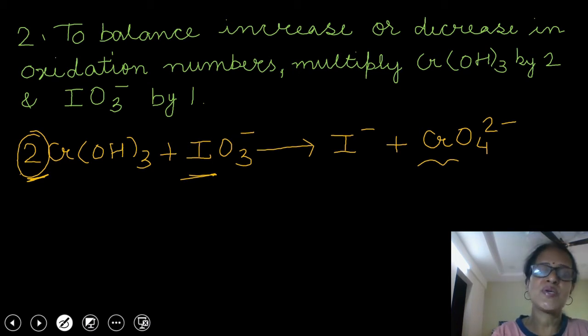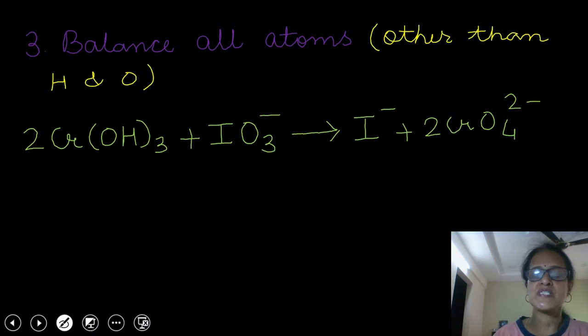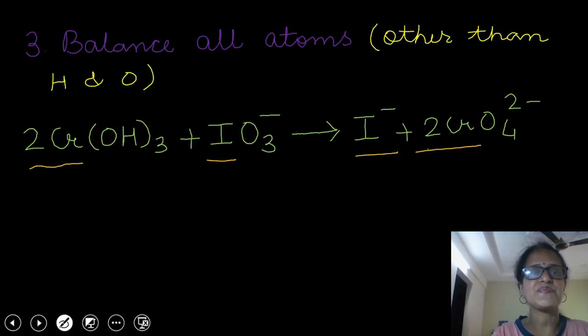Now you can see iodine. The number of iodine atoms in reactant side is 1 and in product side is also 1. So in the next step we will multiply CrO4 2- by 2. This is shown here. So now we can see that we have balanced all other atoms except hydrogen and oxygen. Chromium is balanced. We have 2 chromium atoms in both the sides. Iodine is also balanced. Number of iodine atoms in both the sides is 1.